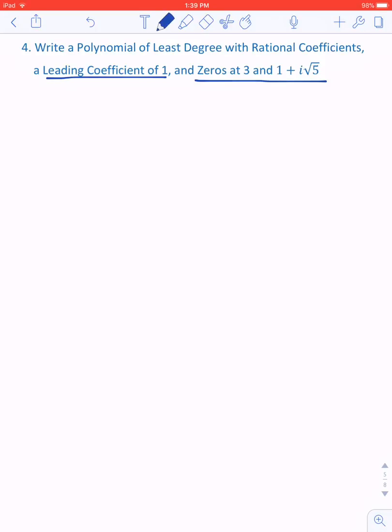What is your first step? List your zeros. Okay, go ahead and do that. So you should get 3, 1 plus i root 5. And what does our conjugates theorem tell us that we also have? You should have 1 minus i root 5.